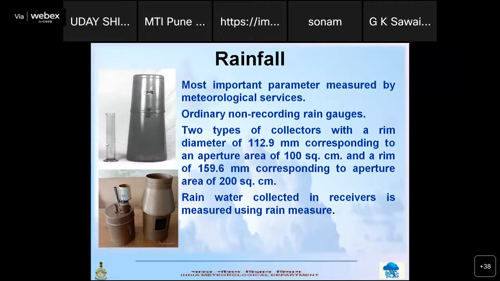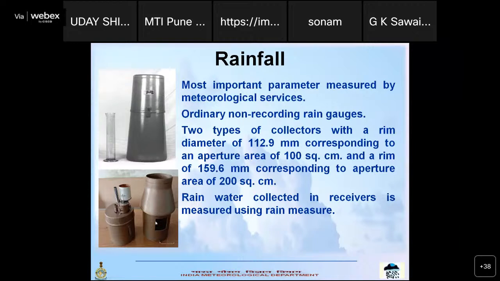The RMG will be designed on the collecting area, and this rain measuring glass will be dependent on the area. As the area increases, the dimension of this RMG, rain measuring glass, also increases. Okay, so this is the second picture, the automatic way to measure the rainfall.